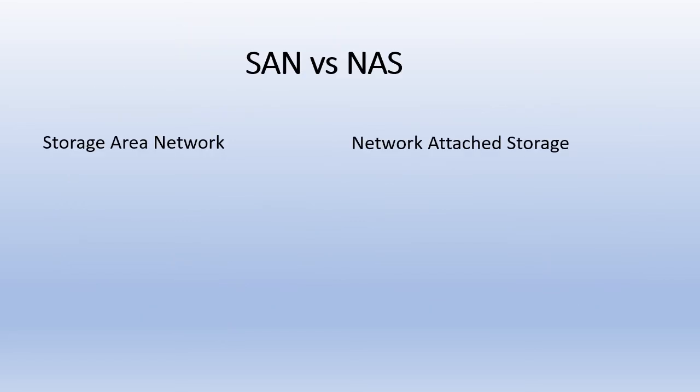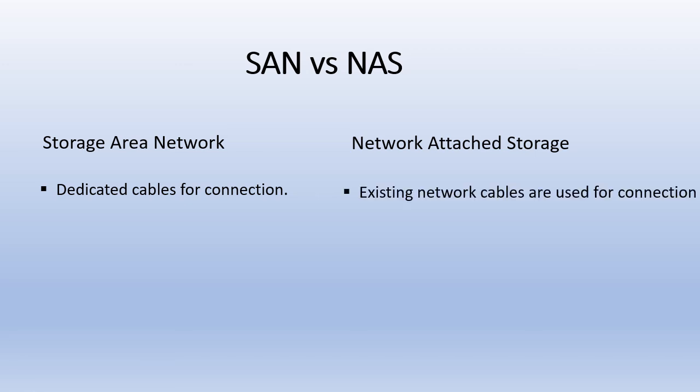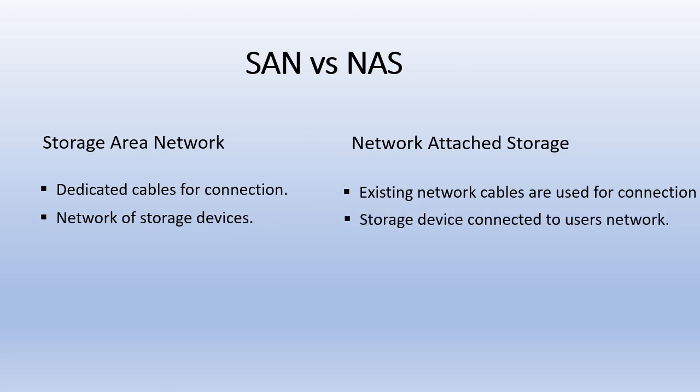Now let us look at some of the differentiating factors between SAN and NAS. Storage area networks have dedicated cables for connection. Network attached storage use existing network cables that are already used for the connection. Storage area networks are a network of storage devices. Network attached storage use storage devices connected to user's network. Storage area networks store resources as storage blocks. NAS store in the form of files.